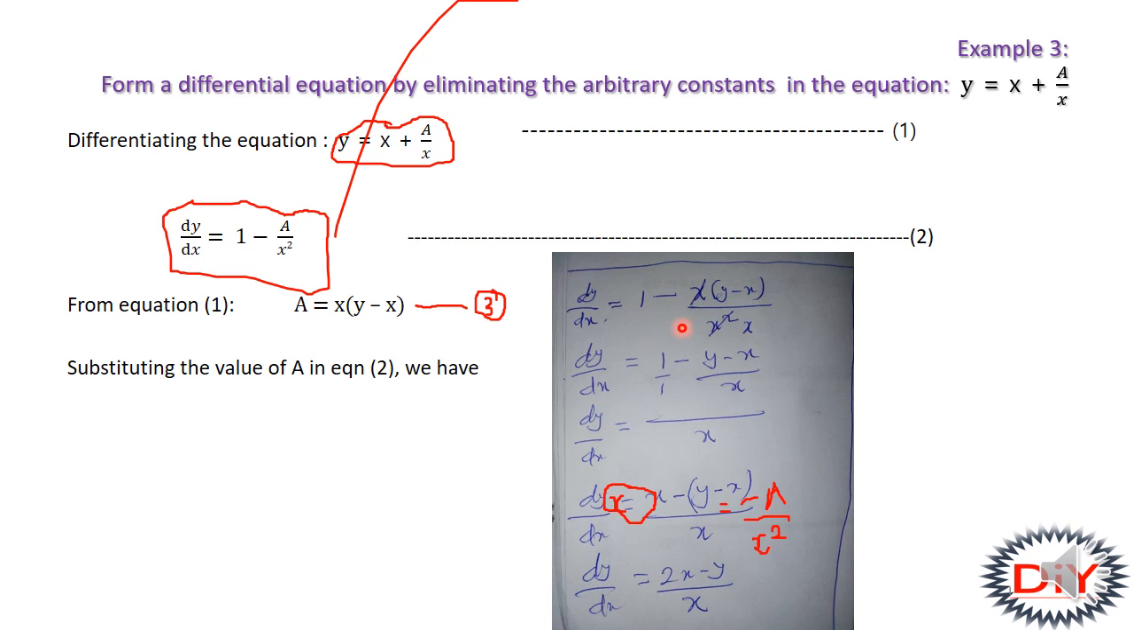So dy over dx equal to 1 minus x, which is this a. I put what? x into bracket y minus x, x into bracket y minus x over this x square, this is x square. So cutting, we have dy over dx equal to 2x minus y over x, and that's going to be our answer majorly.